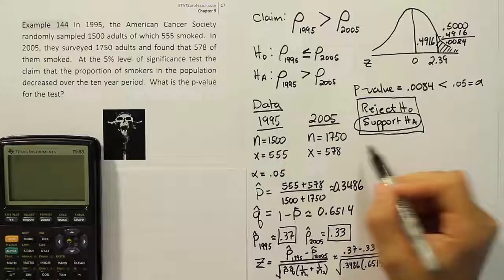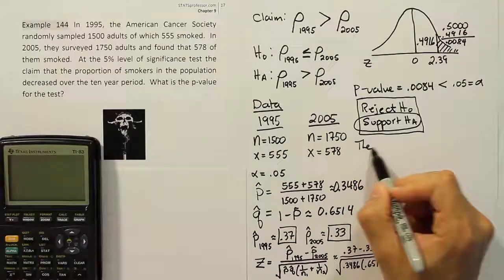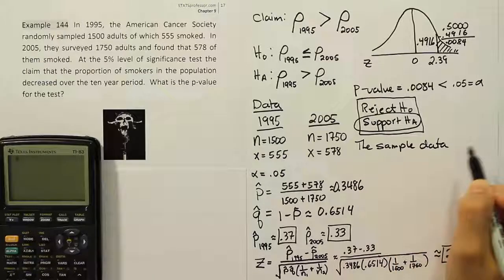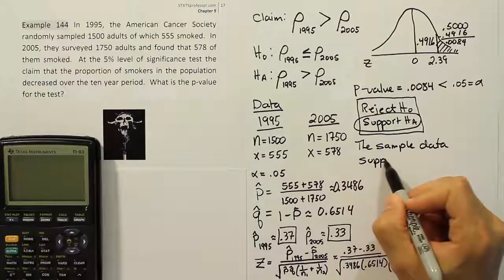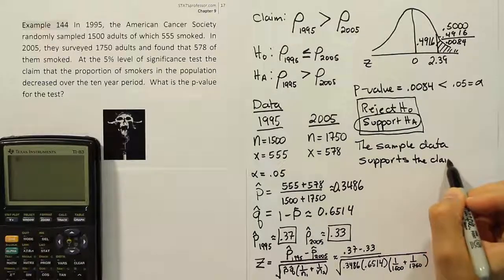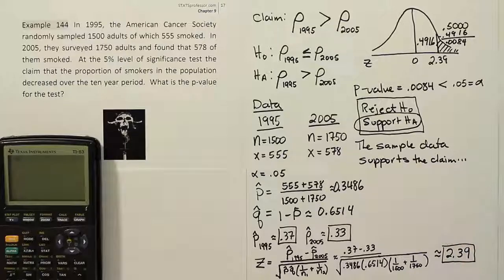So our final statement is the sample data supports the claim. And of course, what is that claim that we're supporting? It's the claim that the proportion of smokers has decreased over the 10 years after 1995. So from 95 to 2005, the proportion of smokers has gone down.